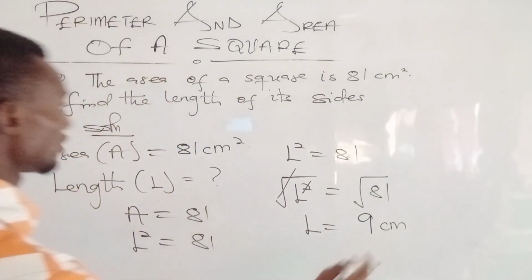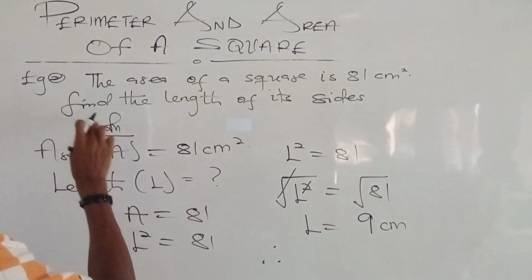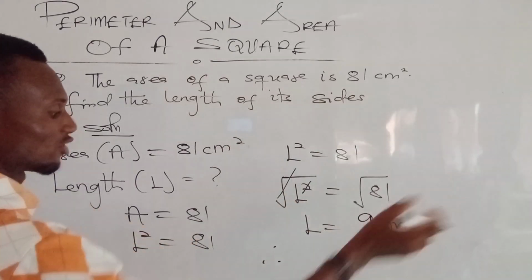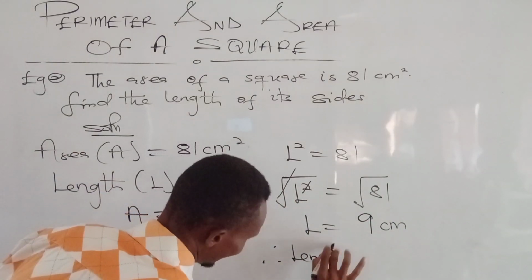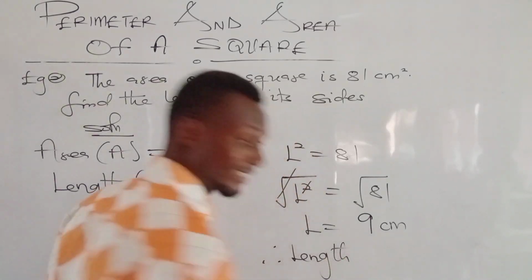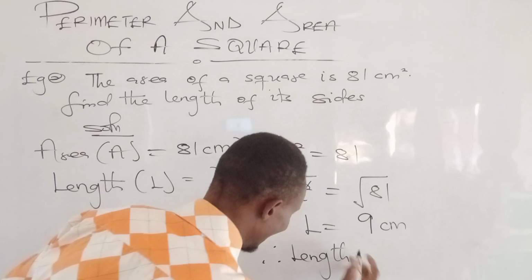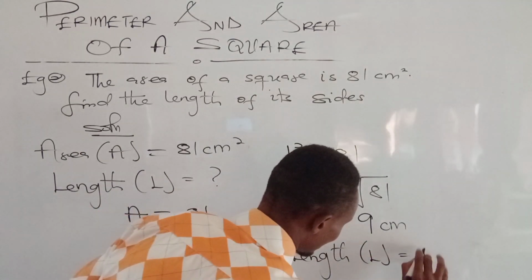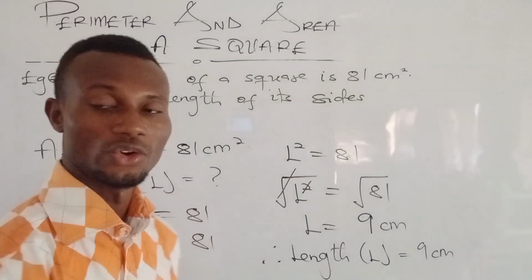So you can conclude, therefore, the question says find the length of each side. So you can conclude that therefore the length of each side, you can choose to write it in full. So the length, in brackets L, equals 9 centimeters. So you just conclude like this.